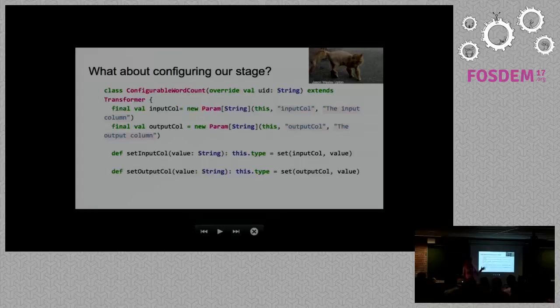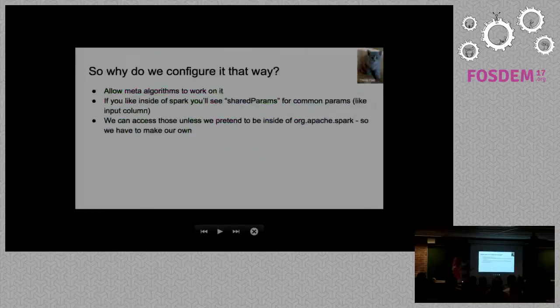And you're not limited to strings here. These are string parameters, but these could definitely be doubles, floats, ints, whatever. So you could do a parameter search on your tuning param. And then you provide some setters, and those are for humans to use, and it's really simple. We do it this way so that Spark's meta algorithms can work on it.